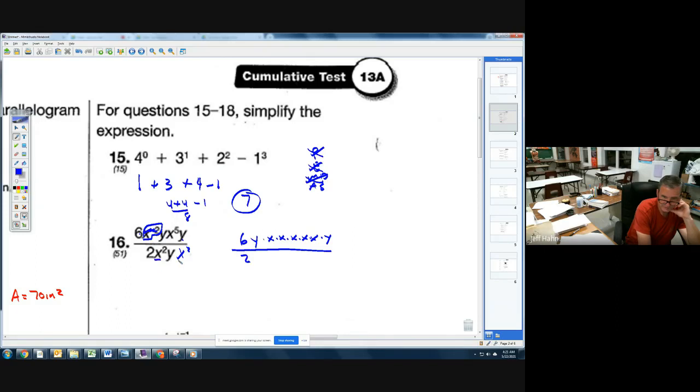You have 2 x's there and 2 more x's there, so there's 4 x's and a y. And then crossing off what you can, 4 of these x's will cross off with 4 of those x's, leaving you with just an x on top. 1 y crosses off with another y, leaving you with just another y up there, and 2 goes into 6 3 times.